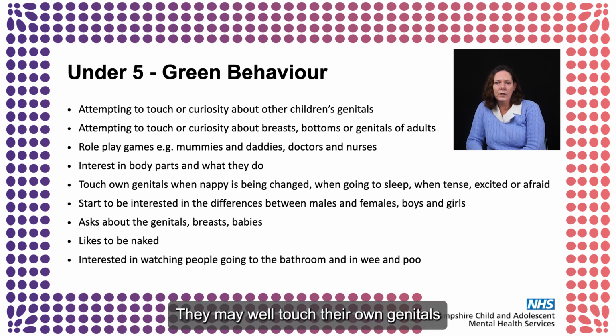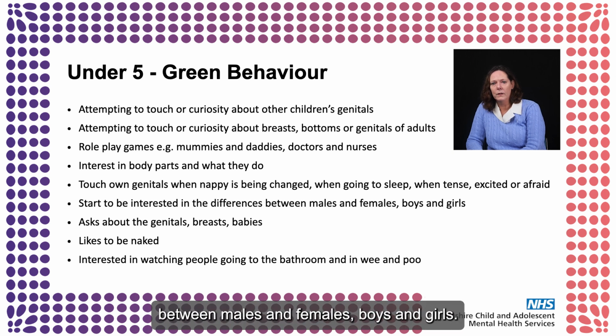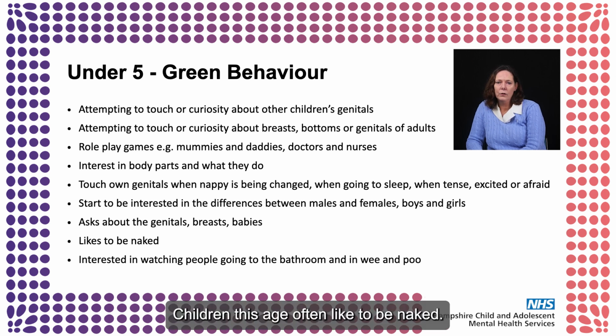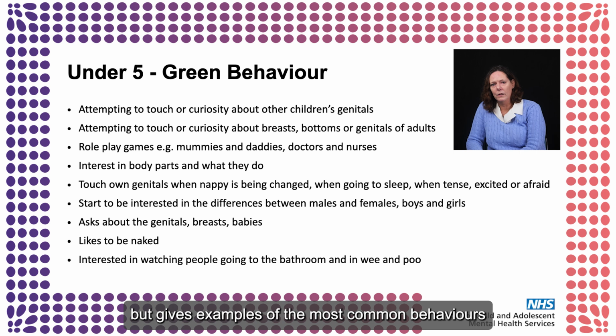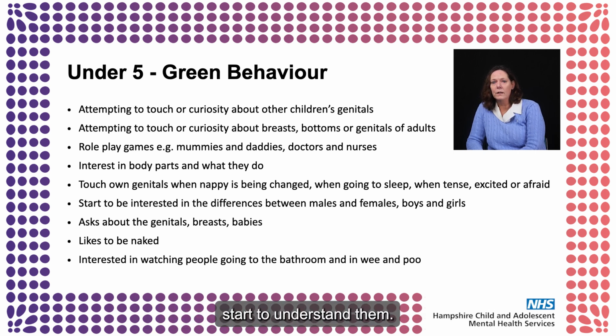They may well touch their own genitals when they're having their nappy changed or when going to sleep, when tense, excited or afraid. They will start to be interested in the differences between males and females, boys and girls. They may well ask about genitals, about breasts and about babies. Children of this age often like to be naked. They're often interested in watching people go to the bathroom and in talking about wee and poo. Obviously, this is not an exhaustive list, but gives examples of the most common behaviours associated with bodies and how children under 5 start to understand them.